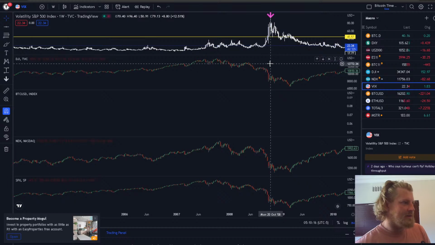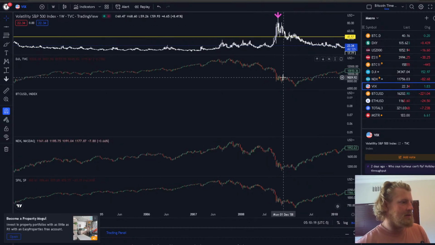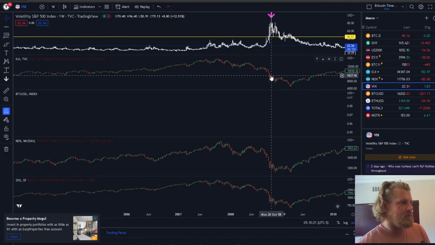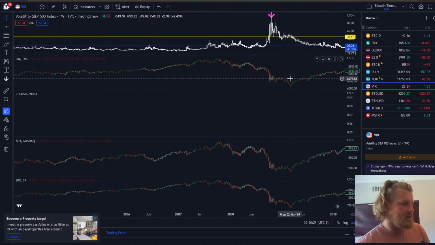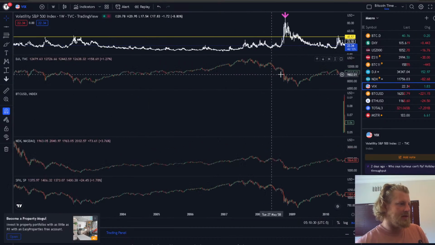This is the great financial crisis, right? The volatility peaked actually before the bottom was in. The bottom only happened the year after that. This trailed it a little bit.